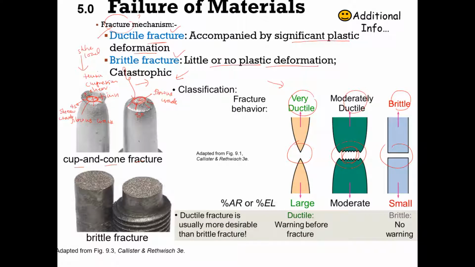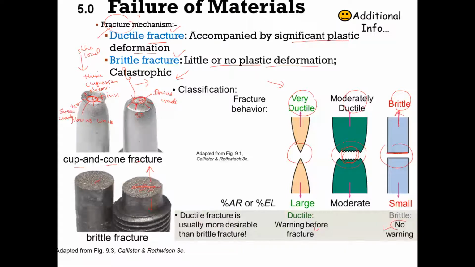Okay, for brittle materials, you can see here the crack surface is almost perpendicular to the stress load, right? So this is the load, and the crack surface here is perpendicular to this stress load. Alright, so here the ductile gives warning before fracture, which means that we can see some plastic deformation, but brittle gives no warning, without any notice, without any plastic deformation.